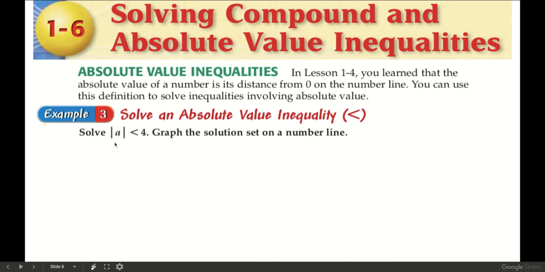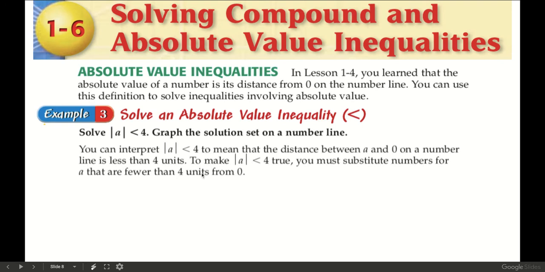So it says solve the absolute value of a less than 4, graph the solution set on a number line. So remember, the absolute value of a means that no matter what value a is, its distance from 0 has to be less than 4, right? So remember, distance from 0 means that it could be positive or negative, because distance we really measure as a positive value. So we know that whatever value a is will have to be less than 4 units from 0.